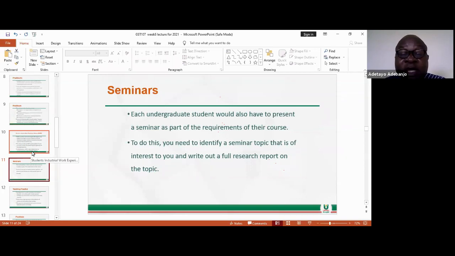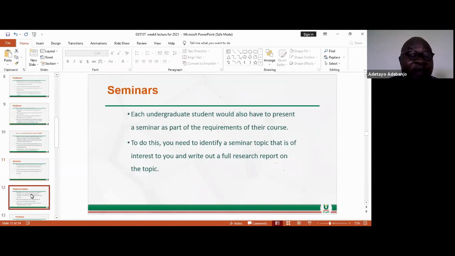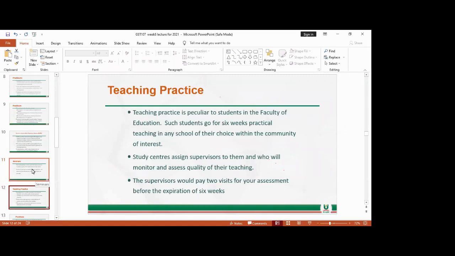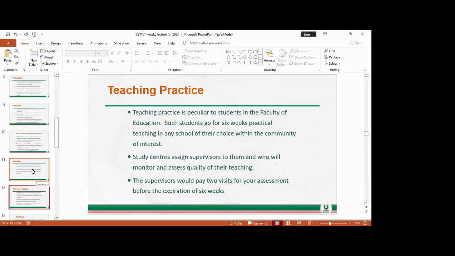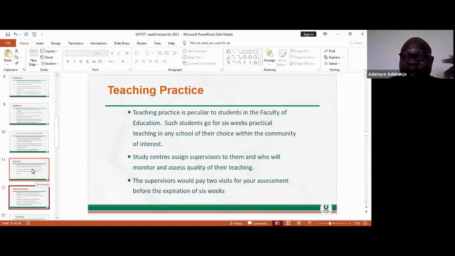So it's not likely to be a complete research work that has been concluded. It is more or less you are giving us tips on what you are to do fully. And teaching practice is only peculiar to people in the Faculty of Education. For those of you in the Faculty of Education, you know what it means. It's like you are in your theater as a medical doctor. If you don't know how to diagnose patients, then here comes a problem.